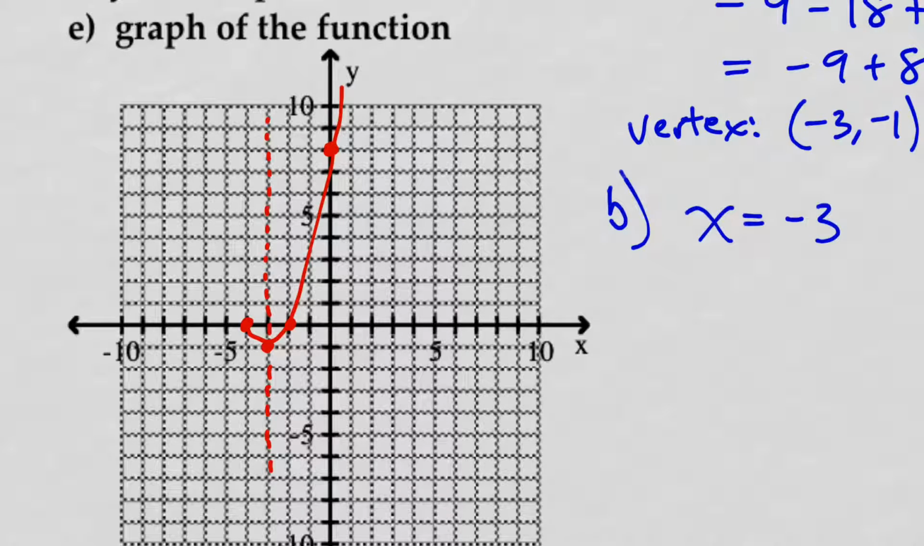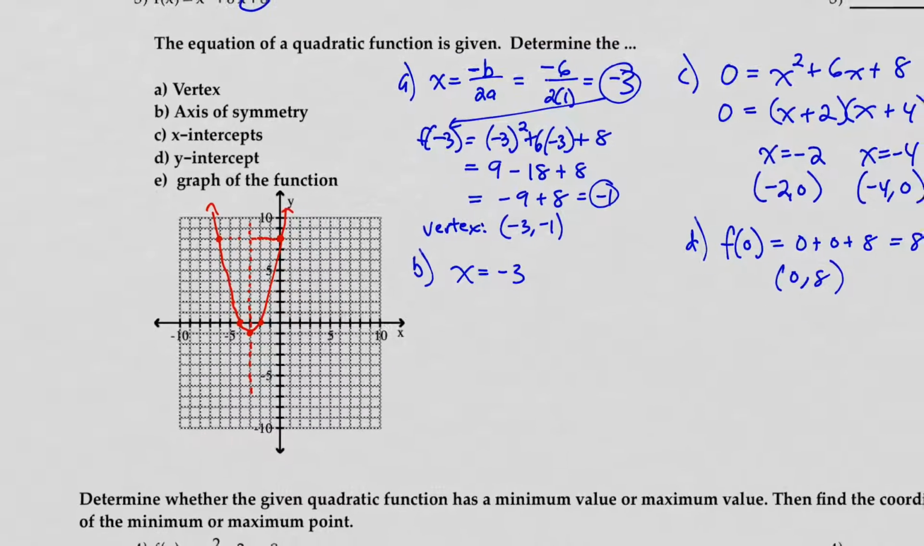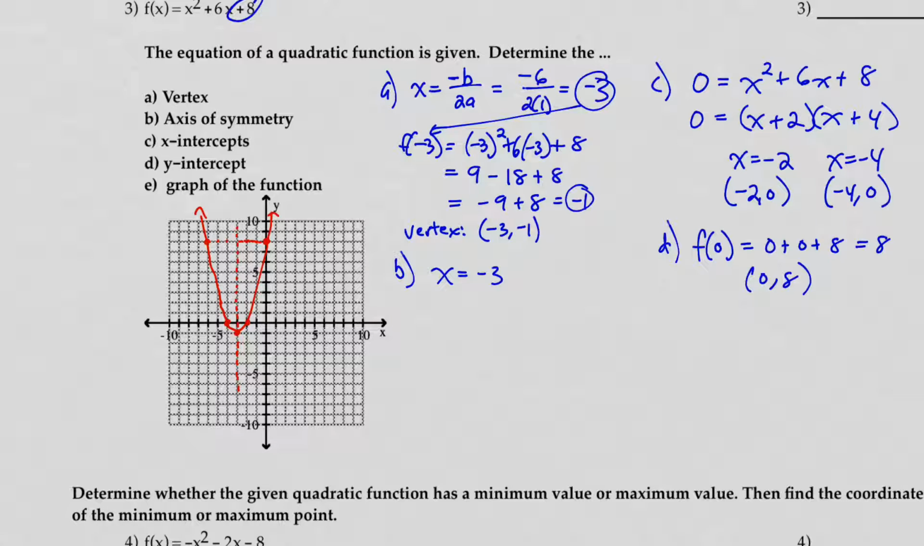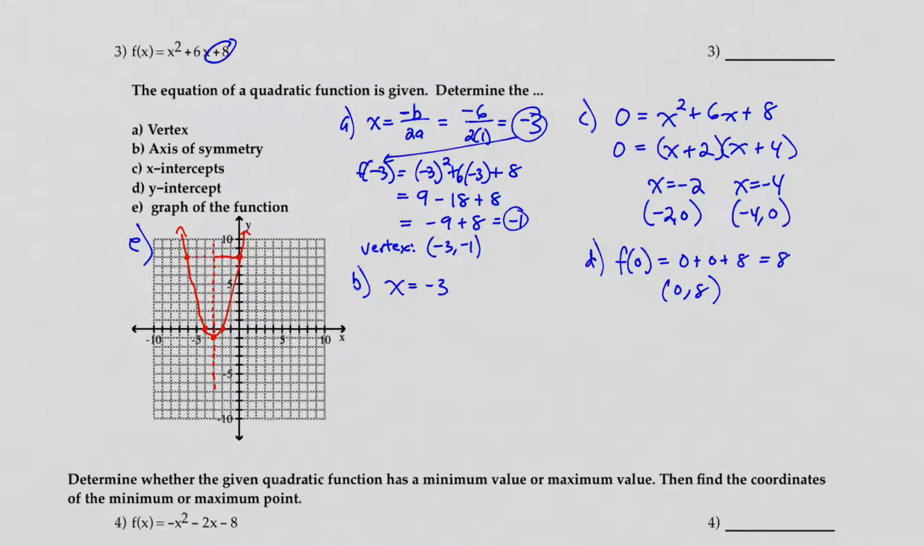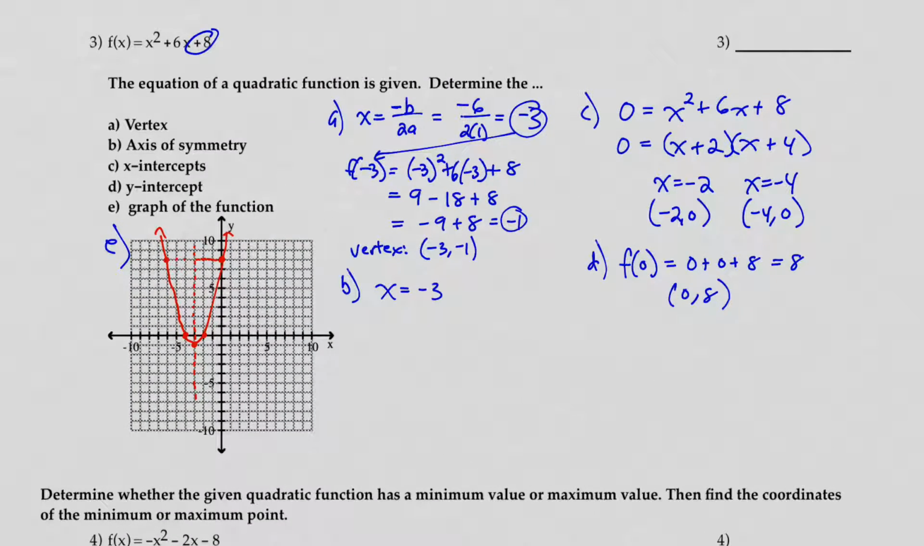So we just make this. Now, this left side, just try to make it reflect very well, like a mirror. If not, you can use symmetry. So it's 1, 2, 3, 1, 2, 3, right there. And that way we have a little bit more accurate graph there. Okay. And then this is E. So vertex, axis of symmetry, x-intercepts, y-intercept, and the graph of the function.